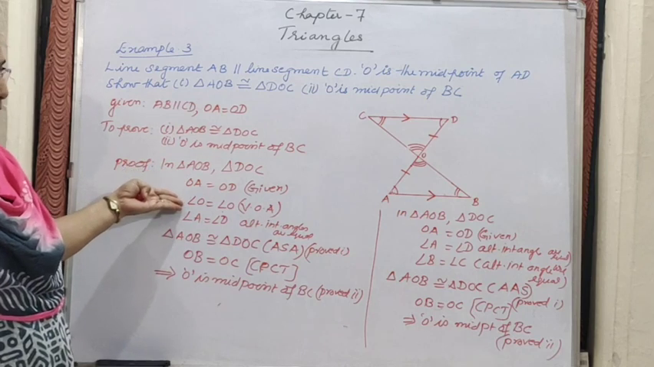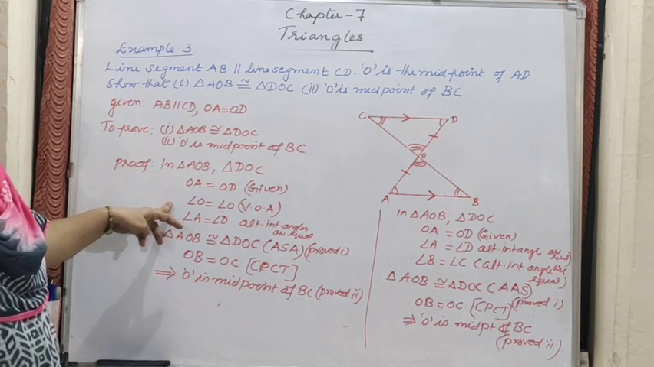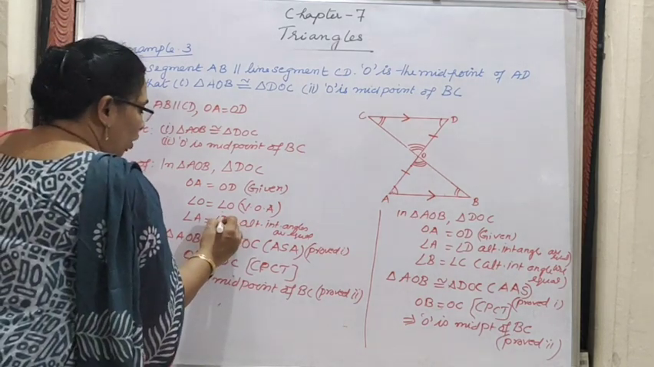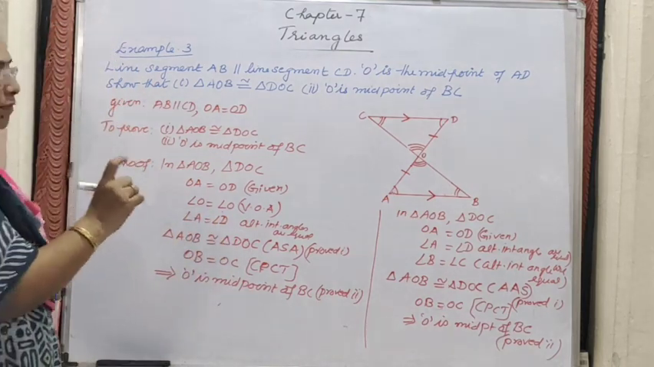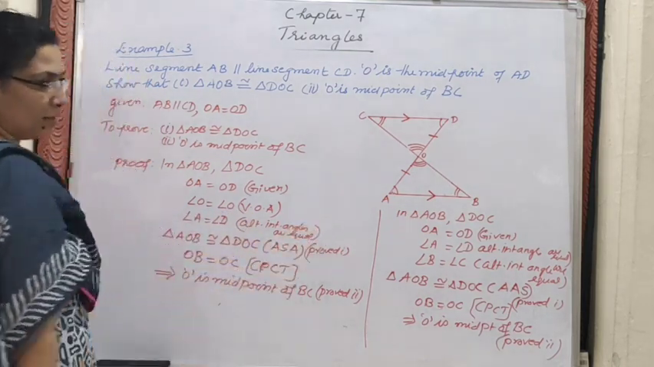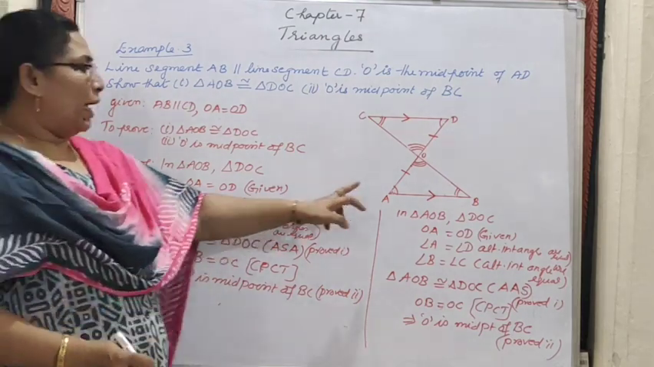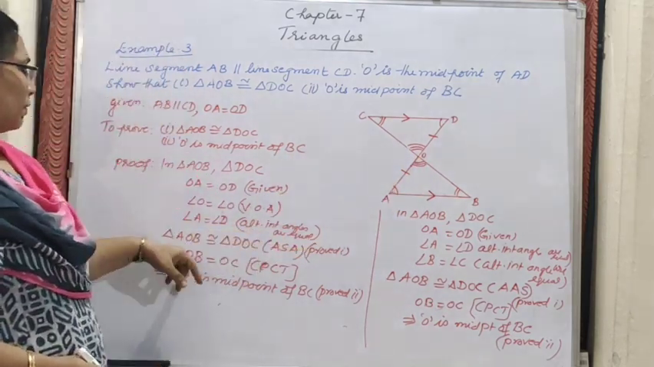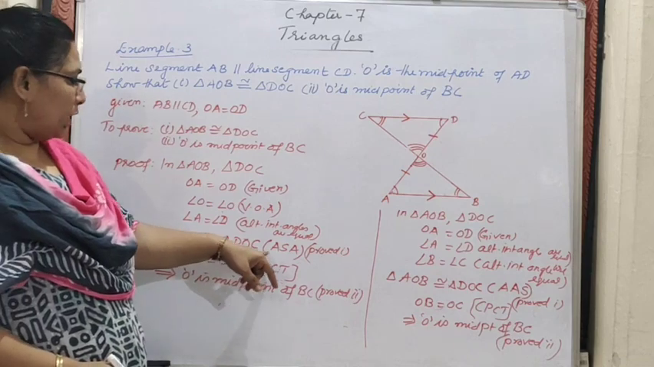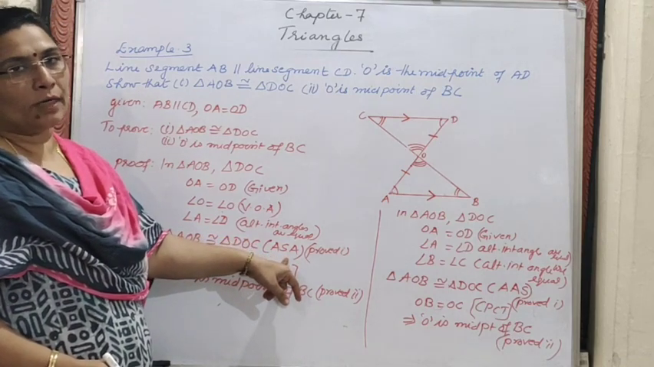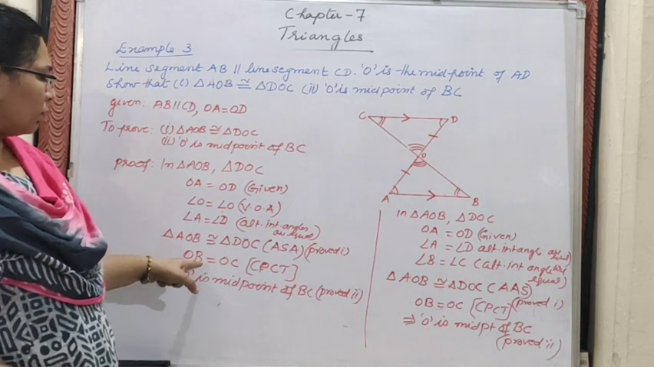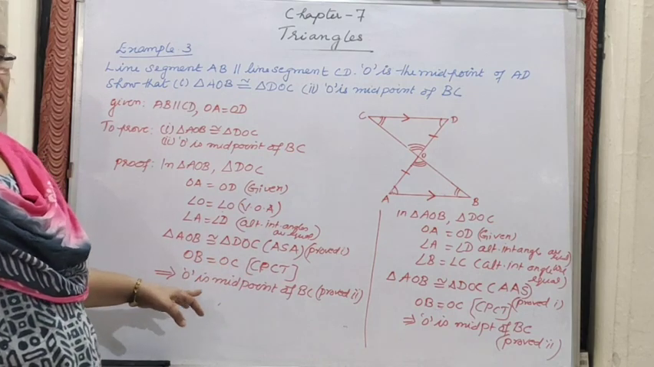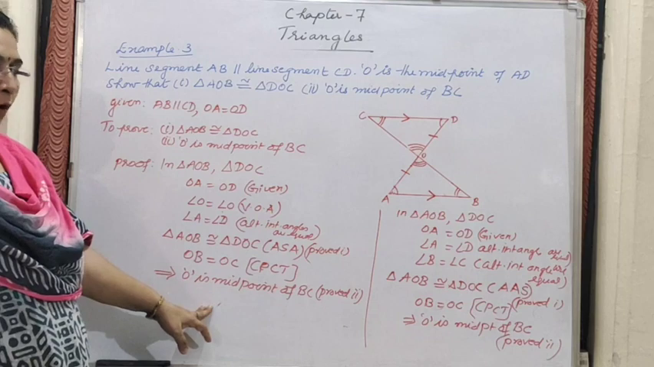So OA equal to OD is given in the question. Angle O equal to angle O, vertically opposite angle. Angle A equal to angle D, alternate interior angle. So one pair only we have taken, alternate interior angles. Now if you go for this one, A as well as O we have used, the included side is AO, right? So what is the criteria? Triangle AOB congruent to triangle DOC, the congruency criteria, which one? ASA. Therefore proved first part. Now what is the result of this one? OB equal to OC, that is CPCT only. So O is the midpoint of BC.